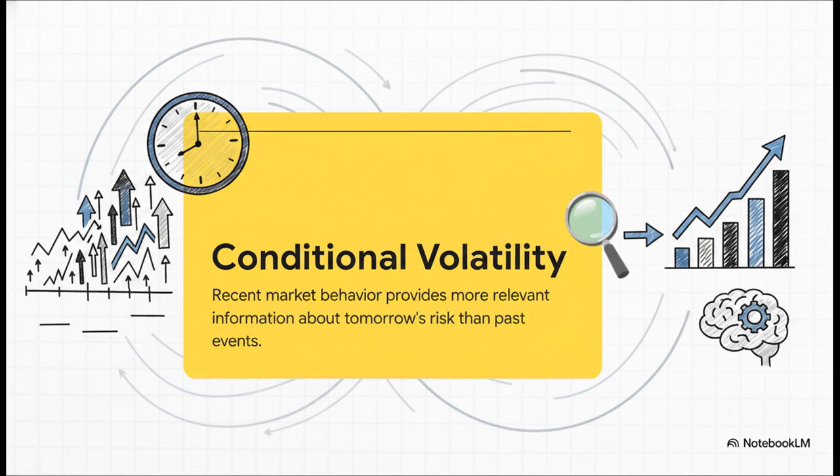But conditional volatility models recognize something incredibly intuitive. What the market did yesterday, or even last week, is vastly more relevant to what it's going to do tomorrow than what happened, say, 5 years ago. It's what allows risk management to actually adapt in real time to shifting conditions.